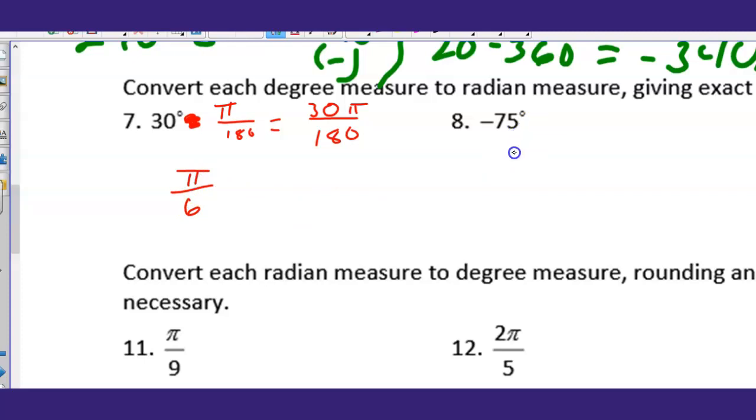Right here, negative 75 degrees, we're going to multiply again by pi over 180 to get negative 75 pi over 180. And when we reduce that, we get negative 5 pi over 12.